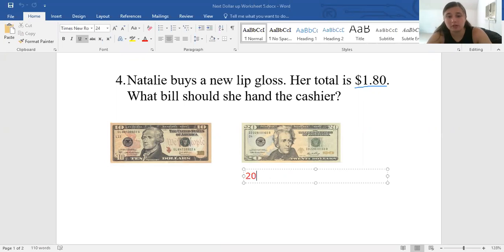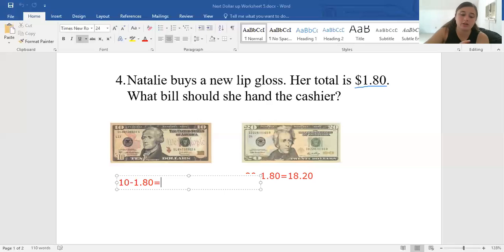So if we do 20 minus 1.80, and I'm going to use my calculator because I want to show you guys that you can use it. There's that. So 20 minus $1.80 is going to leave me with $18.20. That's a lot. And then if we use the $10 bill, 10 minus $1.80. What are we going to get? This is another situation for the calculator. It's going to leave me with $8.20.